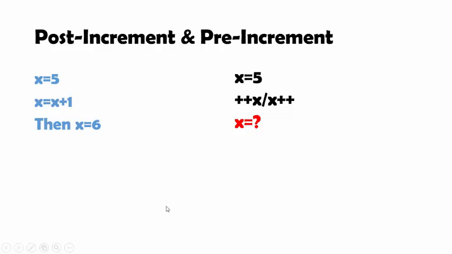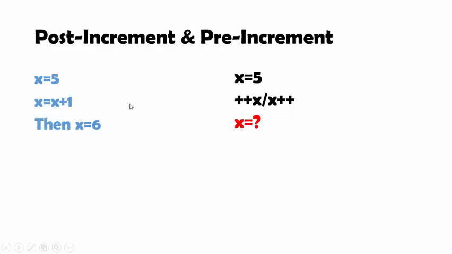Now let's see with an example. Here the value of x is equal to 5 and the value of x is incremented by 1 by using the logic x plus 1. Whatever the result of this x plus 1 is assigned to this x, and the new value of x becomes 6. Here increment is done by using variable plus 1.